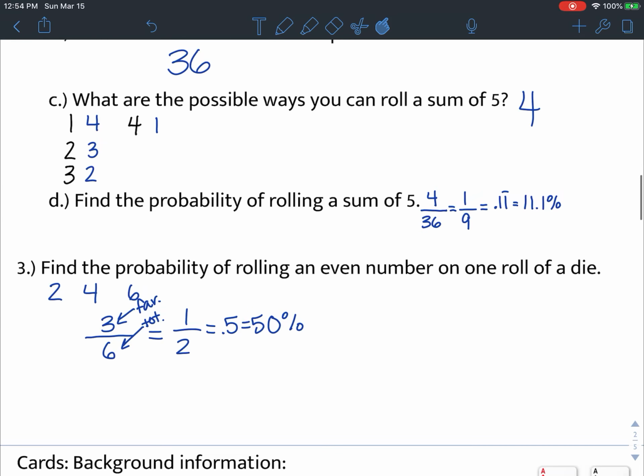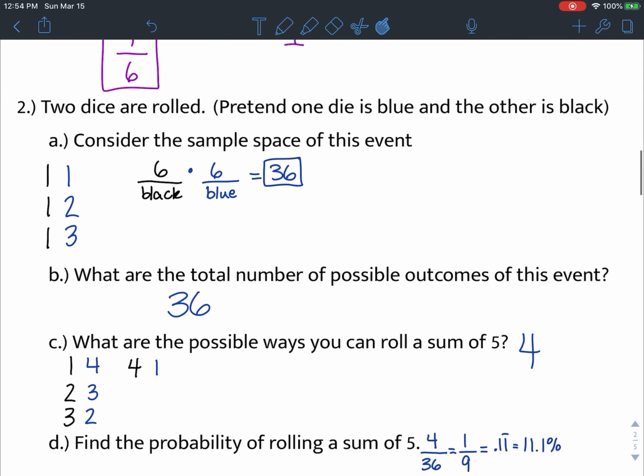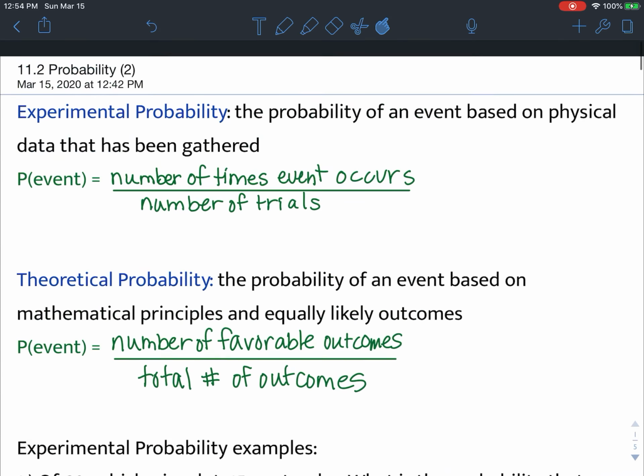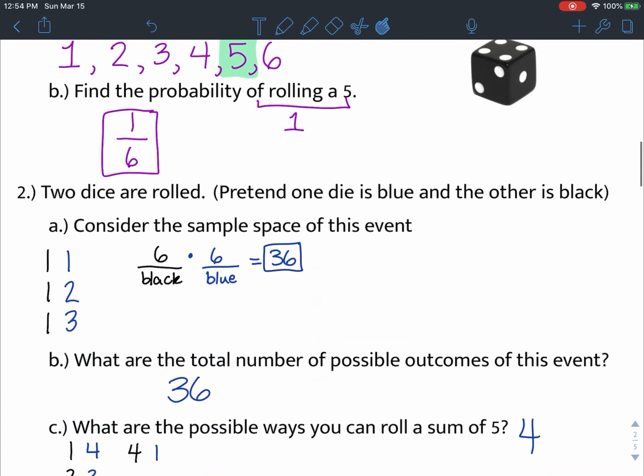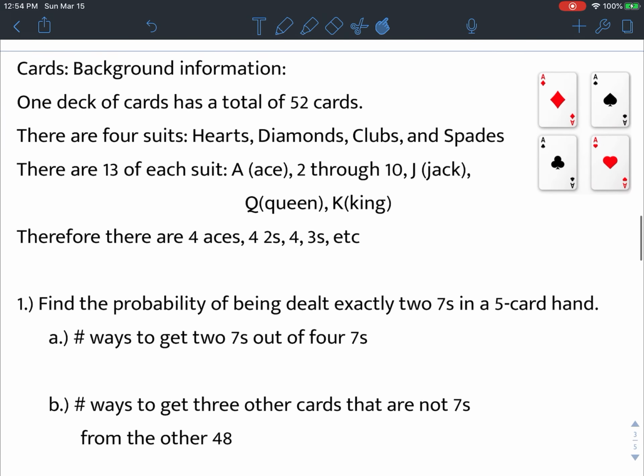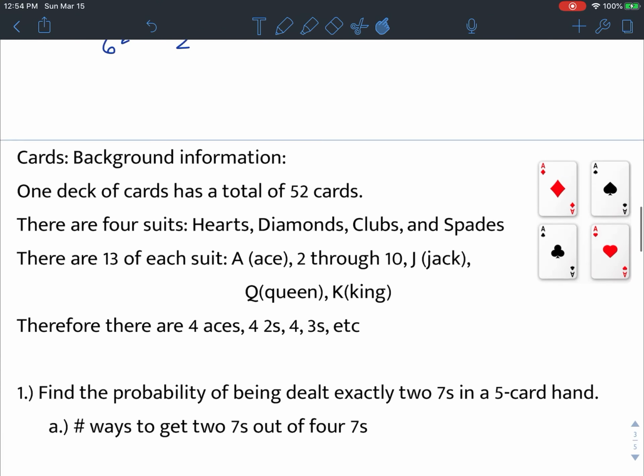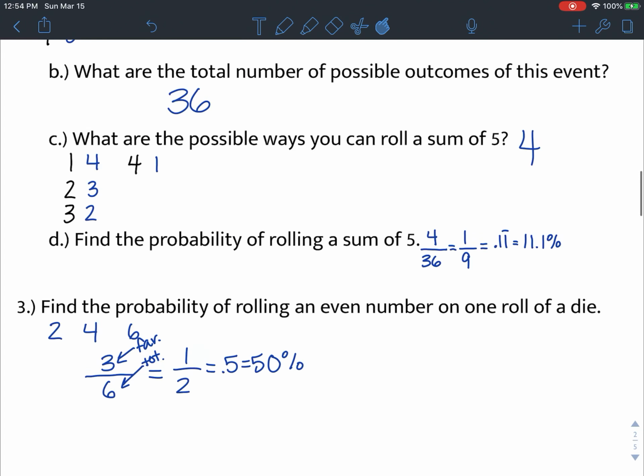So those are some things you probably already knew, but a nice little review. And there's still more to come, but we can save that for tomorrow where we're going to talk about cards. So please use these notes and attempt the homework problems. And then I'll see you tomorrow and we can answer any questions.